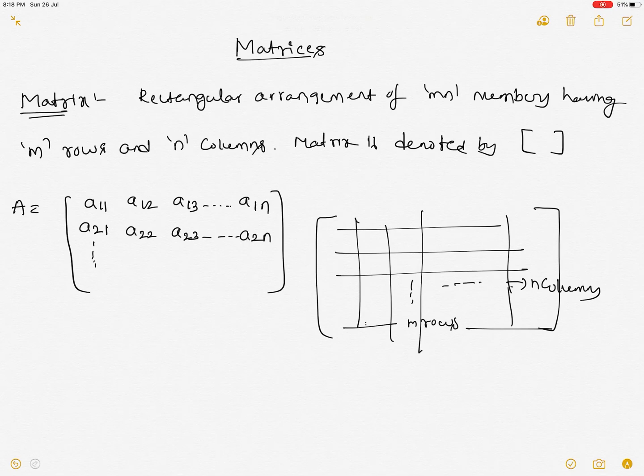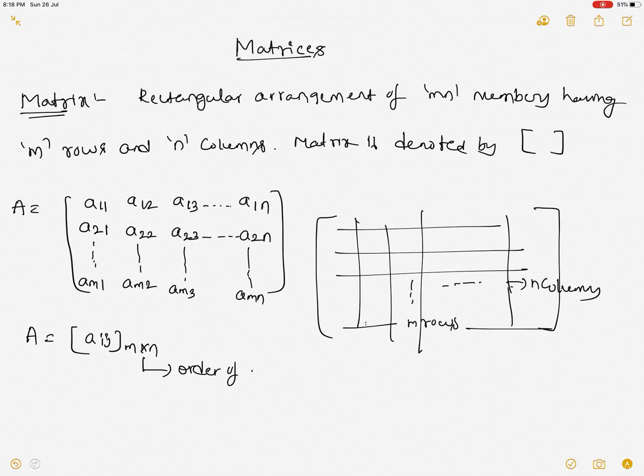If we go on like this, this will be the mth row, first column element. This is the mth row, second column element. This is the mth row, third column element. This is the mth row, nth column element. So generally, a matrix is denoted by A equal to Aij m by n, where m by n is the order of the matrix.